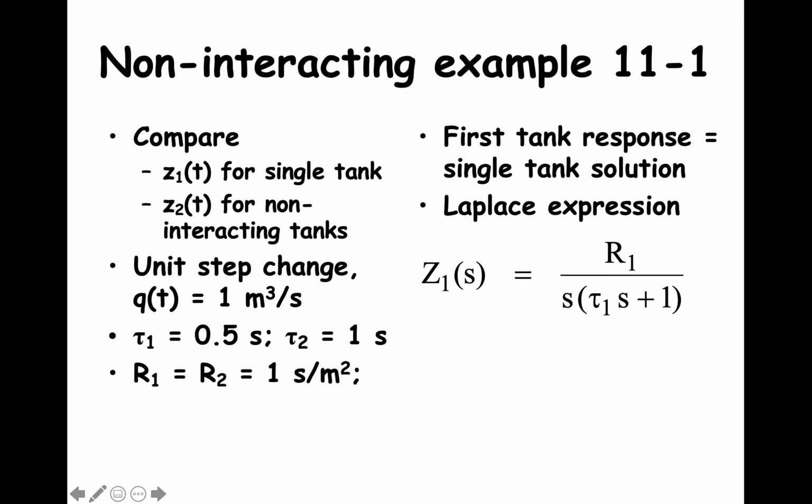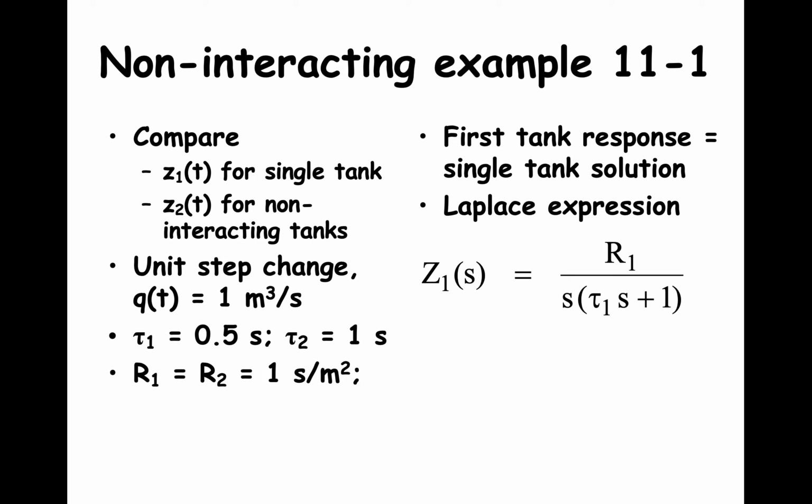Now let's go over example 11.1 in the course packet. So we have two non-interacting tanks in series. What we will do is to compare the fluid depth in Tank 1 with the fluid depth in Tank 2, when the Tank 1 inlet flow rate Q changes by a positive unit step change. Tau 1 equals 0.5 second and tau 2 equals 1 second.